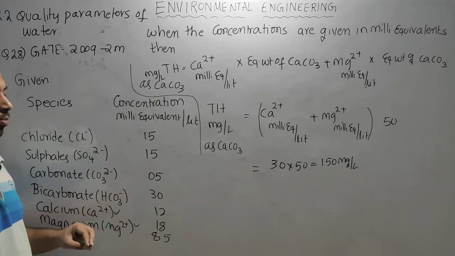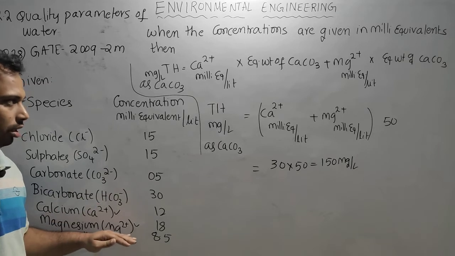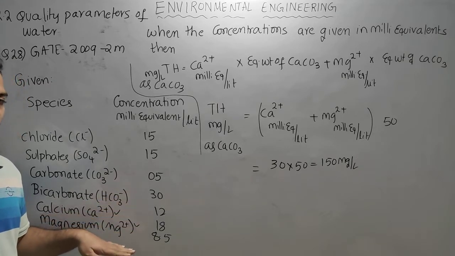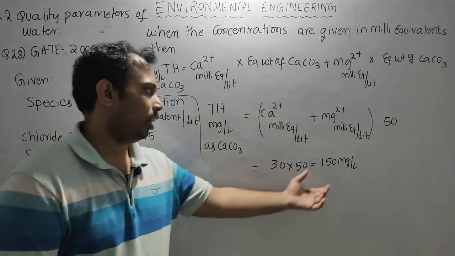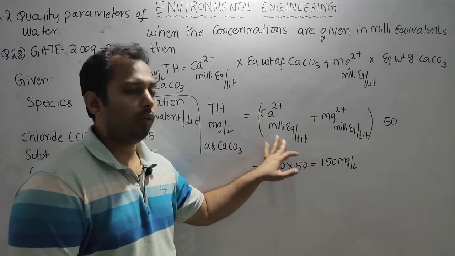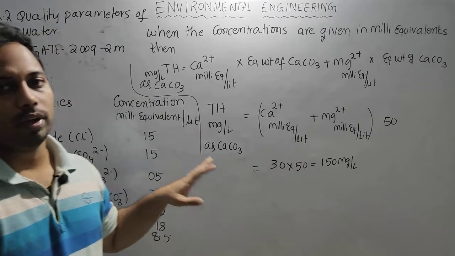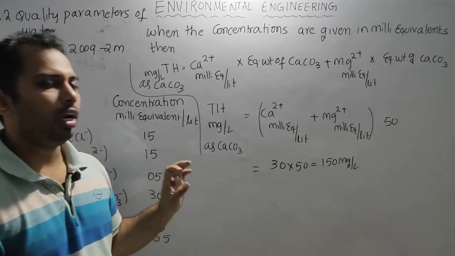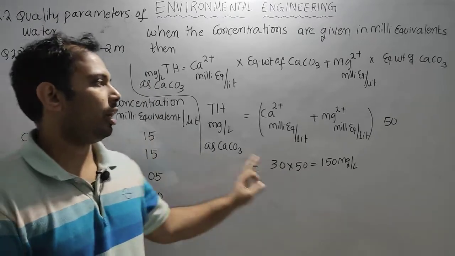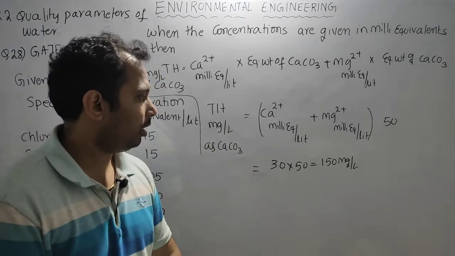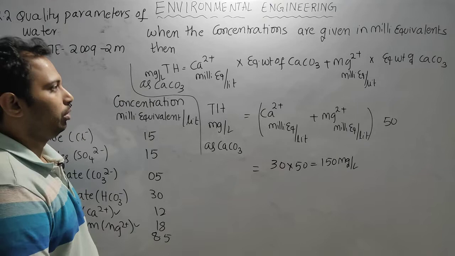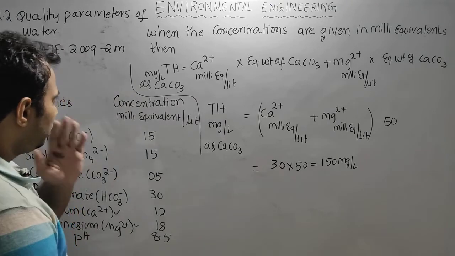So whatever the multivalent cations concentrations are, you can add all the concentrations and simply multiply with 50 at last. That will be the total hardness value when it is given in milli equivalent per liter. Especially when it is given in milli equivalent per liter, it is very easy to solve. You can directly add all the concentrations and at last multiply with 50, that is the equivalent weight of CaCO3. Okay. Now this is total hardness.